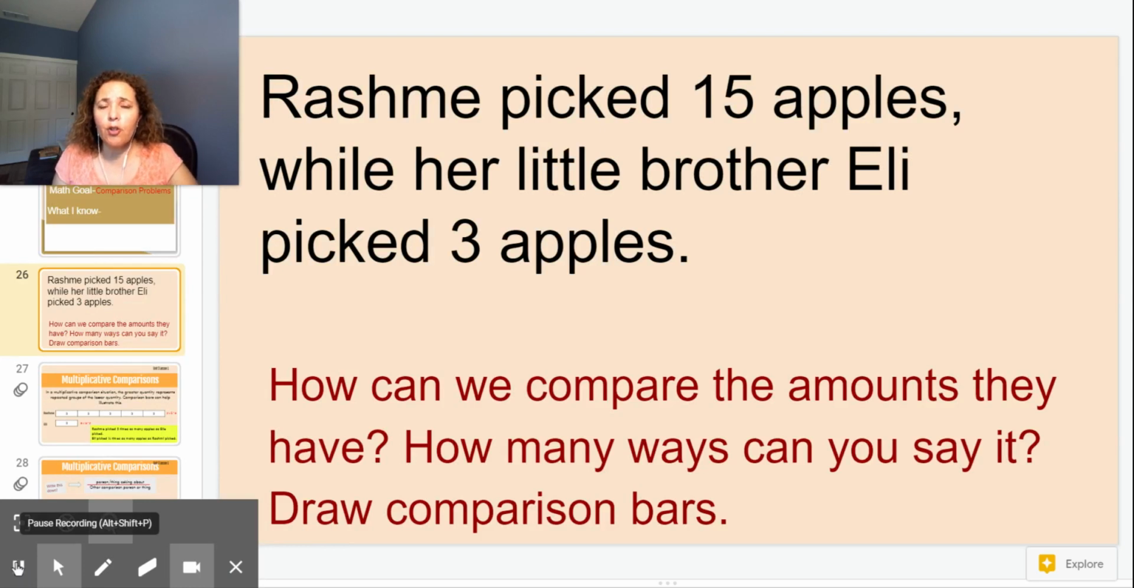Okay, let's look at our first problem. Rasheen picked 15 apples while her little brother Eli picked 3 apples. How can we compare the amounts they have? How many ways can you say it and draw comparison bars? So let's take a look at that.